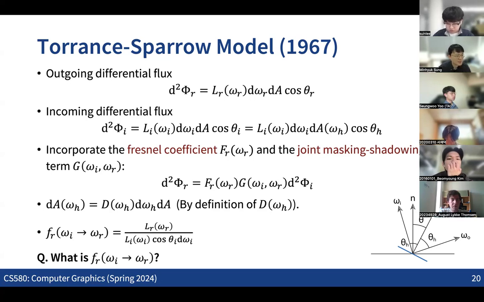So this is nothing but rewriting this BRDF function with the equations that we are seeing in this slide.